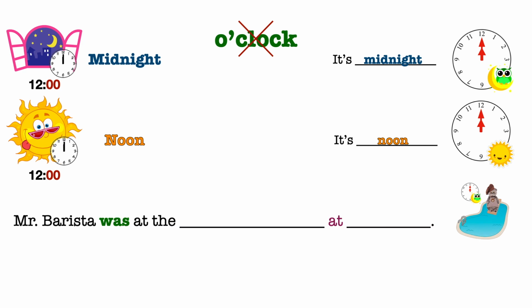Okay. Who is it? It's Mr. Barista, of course. You all know him. What time is it? Look at the clock. It's midnight. So now let's try to say this sentence. Where is Mr. Barista and what time is it? Yesterday, he was at the swimming pool, good, at midnight. Very nice. So remember, when we speak about time, we need to use at, okay? At midnight, в полночь.